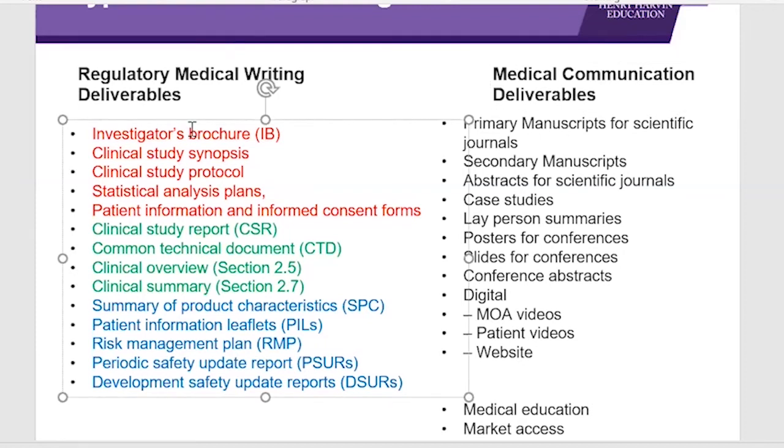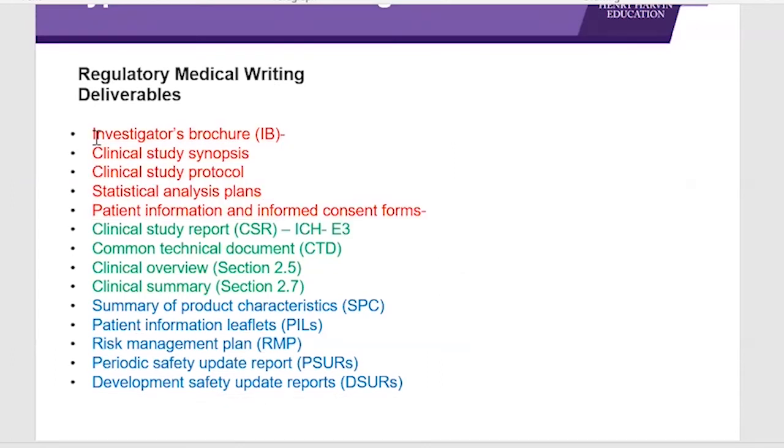Someone was asking about the investigator brochure, someone was asking about the clinical study report and all these, right? These are the documents which are commonly written by medical writers, and all of them come under the purview of regulatory medical writing. First, we will look at the regulatory medical writing documents. Can you read what is there on the screen? Any guesses? What is the purpose of the investigator brochure?